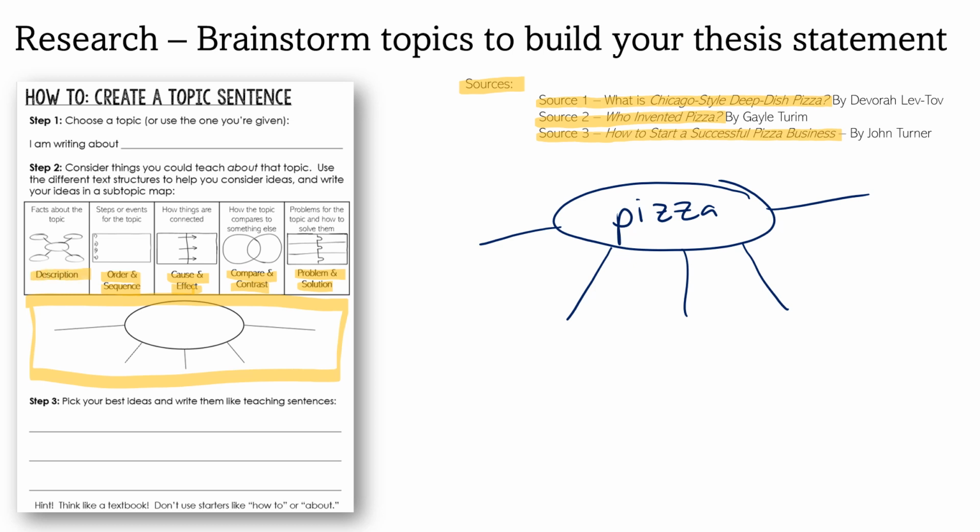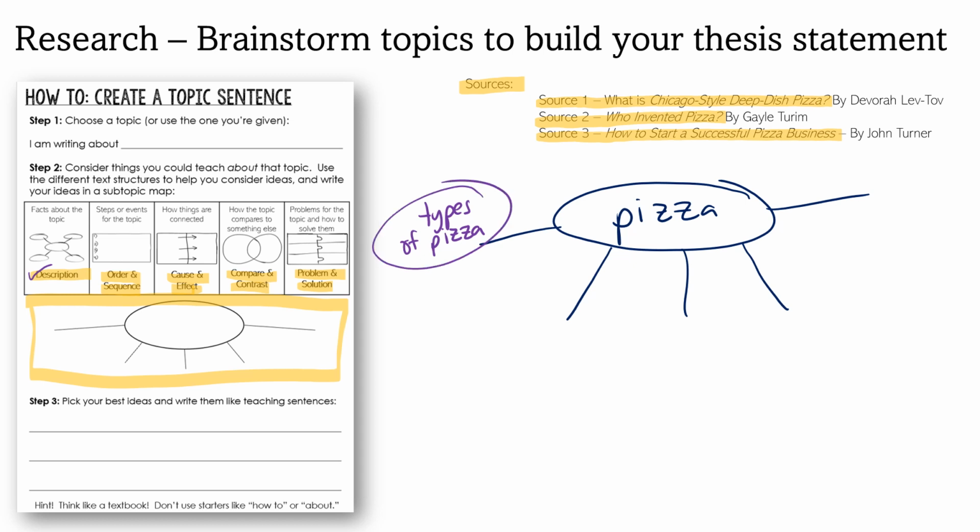If I start with description, I can think about facts or types of things. One of the things that I learned when I read these articles was about the different types of pizza. So that's maybe something I could teach. I could say types of pizza. Another thing that I thought about that was like description, so I could teach types of pizza.